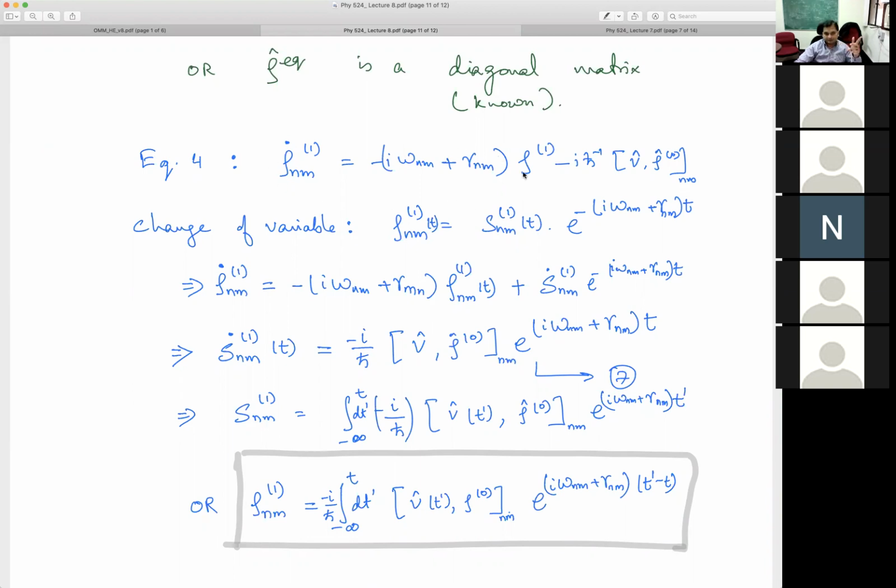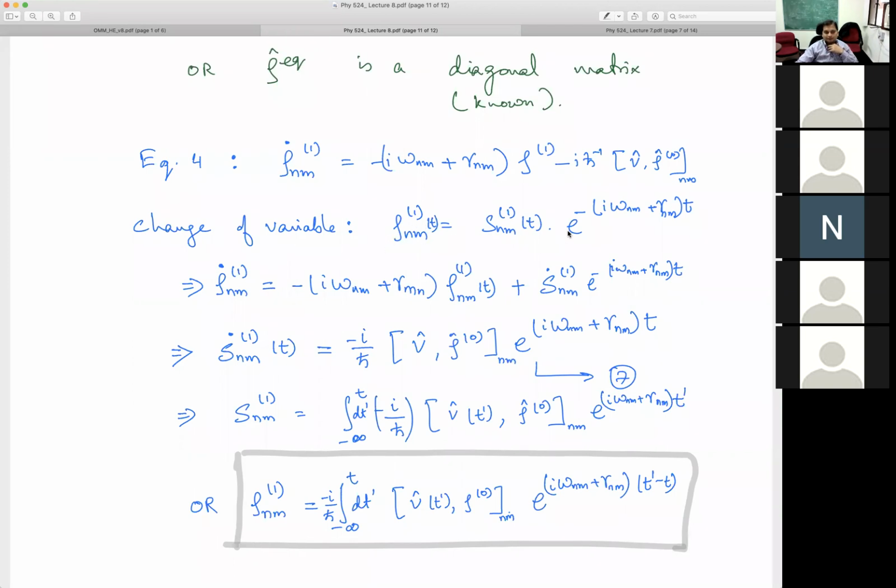Now, of course, this will have a homogeneous solution. If you solve this homogeneous solution, you will find that it will look like this. Or let's say I do not even know the solution, but let's just do a change of variable from rho nm to snm, where I have defined that rho nm1 is snm1 times e to the power i omega nm minus gamma nm t. The whole reason I am doing this is, if I do rho dot, this term will bring me a derivative like this, and the first order term will cancel out.